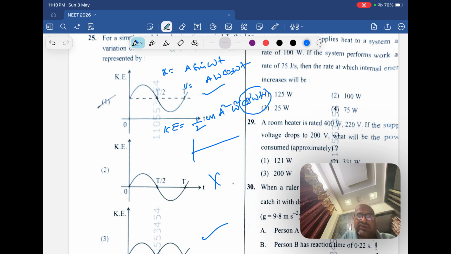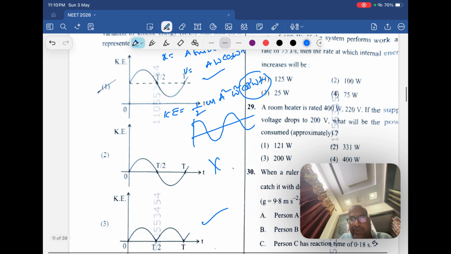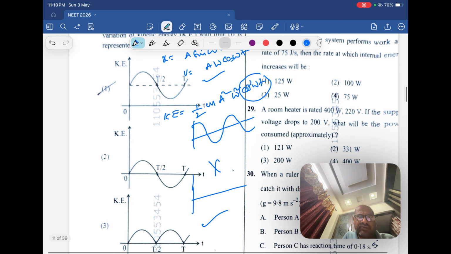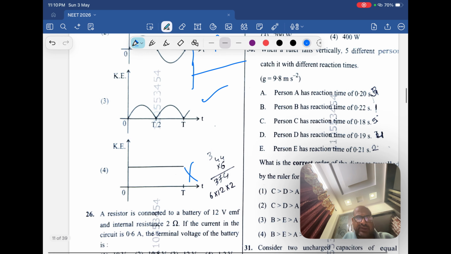Normal cos graph, how is it? Like this. Cos square means it is also periodically varying, but with all positive values. So all positive values, periodically varying here. So you can say the graph value cannot be constant.